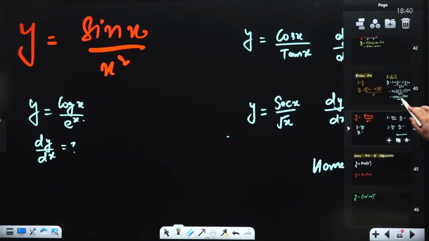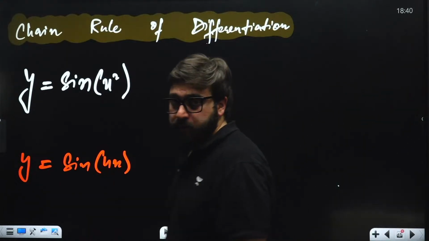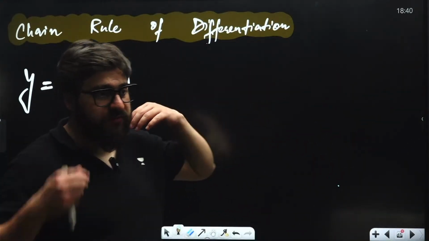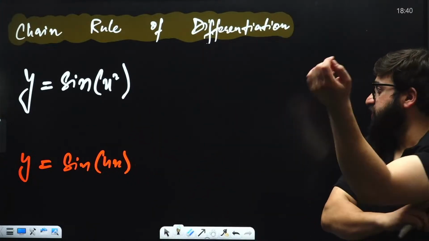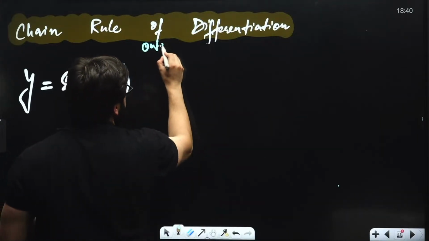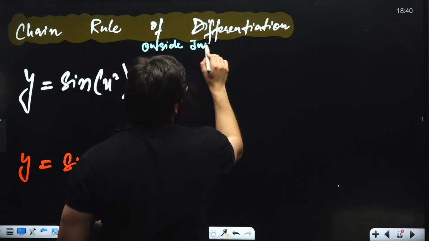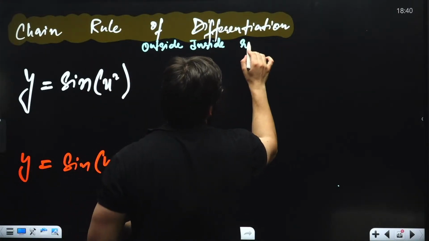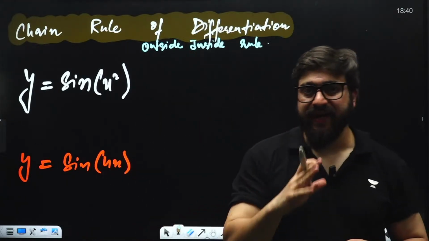Next, chain rule of differentiation. This is the last rule of differentiation and we are done with this. Chain rule of differentiation is also called the outside, inside rule.